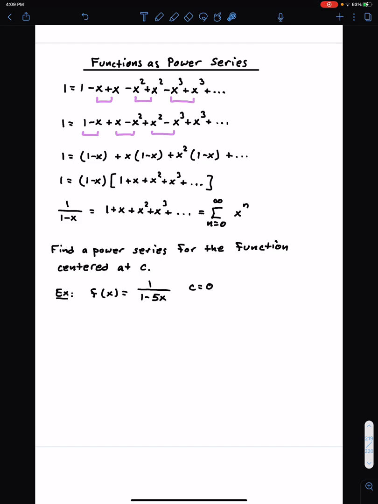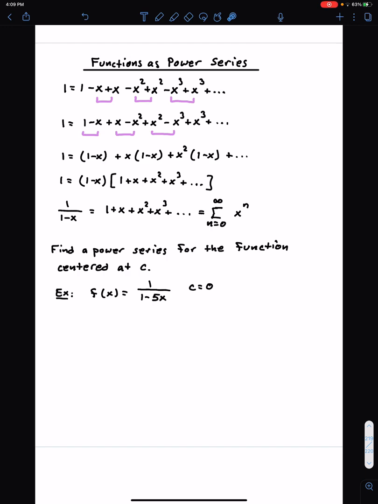Each of those terms has a common factor of 1 minus x. If I factor out 1 minus x, then if I divide by 1 minus x, I have 1 over 1 minus x is equal to the sum, as n goes from 0 to infinity, of x to the n, which is a power series.